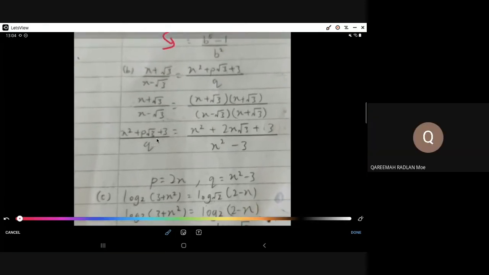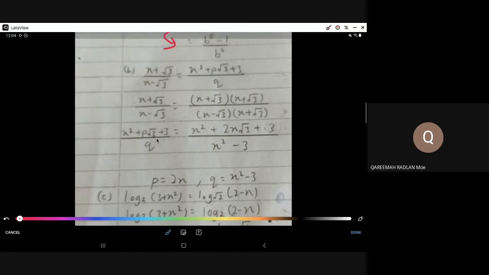Okay, so first for B, we have to make the x squared plus 3 as similar as possible, and then to do that, the x plus square root 3 over x minus square root 3, you times it with... we didn't do it like that. Sorry, Asa. I did it another way.